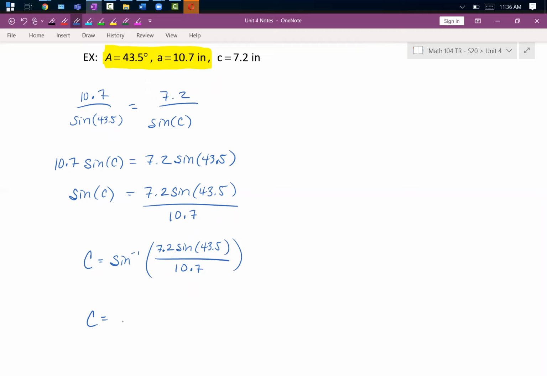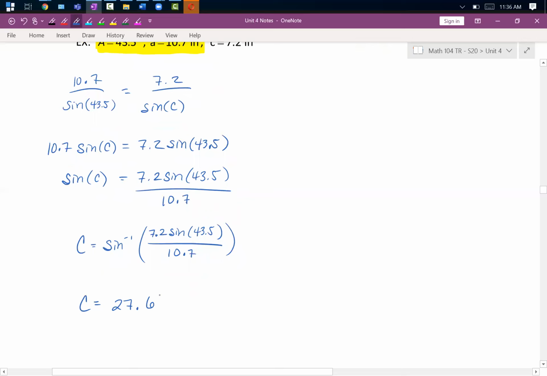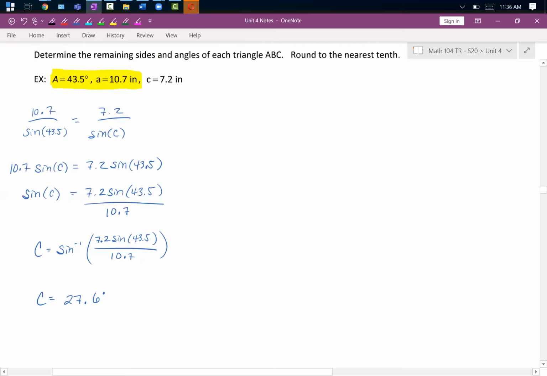I got 27.59, but I'm not sure if that's right. That sounds good to me. And then we're rounding to the nearest tenth, so I'm going to make it 27.6. Any questions on what's happened so far? We've just done law of sines like we did last week.